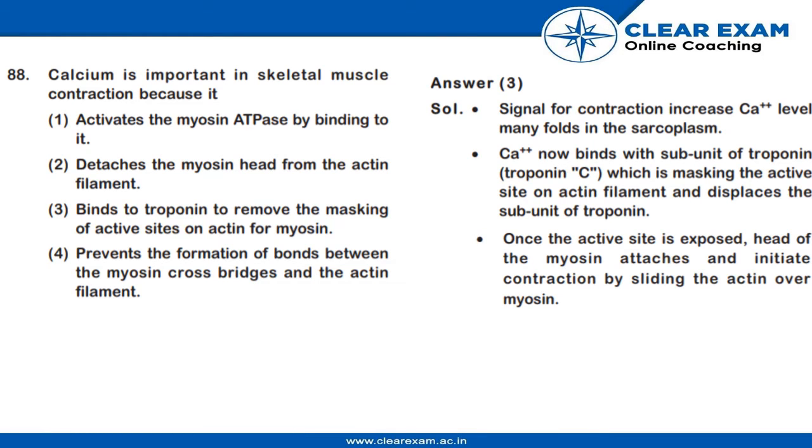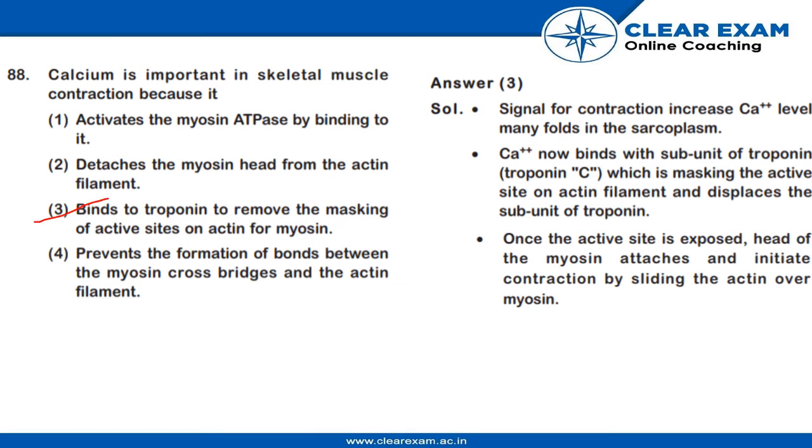Question number 88. Calcium is important in skeletal muscle contraction because it: option 1, activates the myosin ATPase by binding to it; option 2, detaches the myosin head from the actin filament; option 3, binds to troponin to remove the masking of active sites on actin for myosin; option 4, prevents the formation of bonds between the myosin cross bridges and the actin filament.